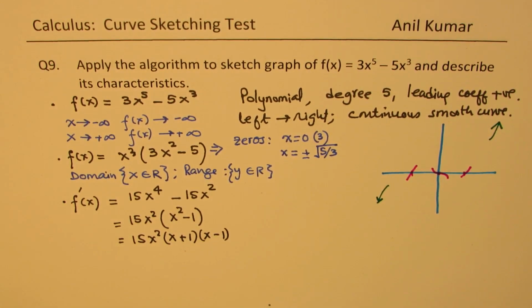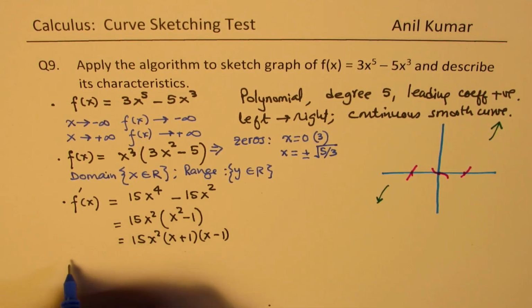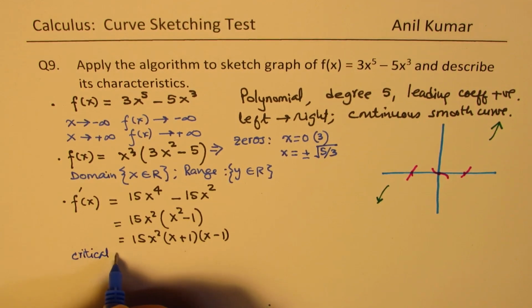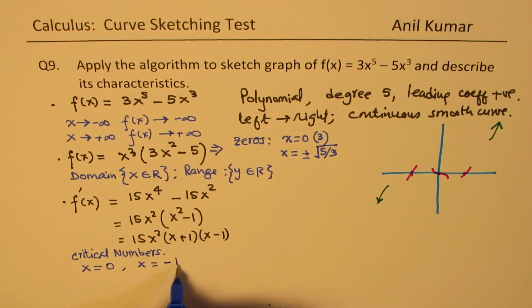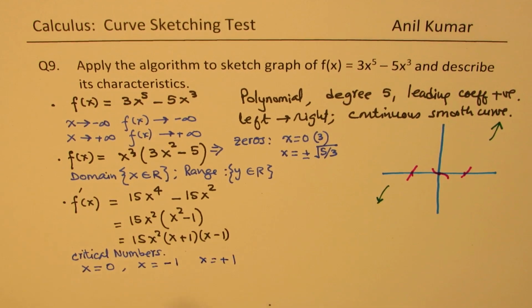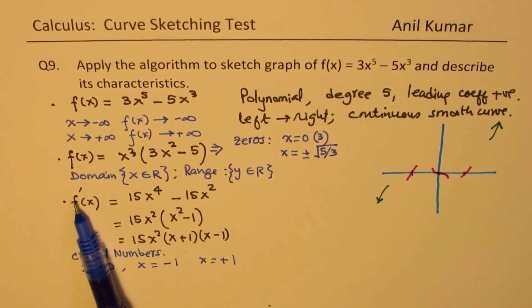So now we get the critical points. We can say critical numbers for the time being. The critical numbers are x equals 0, x equals minus 1, and x equals plus 1. So these are the three critical numbers, and at these numbers we need to analyze for local maximum or local minimum. Clear?